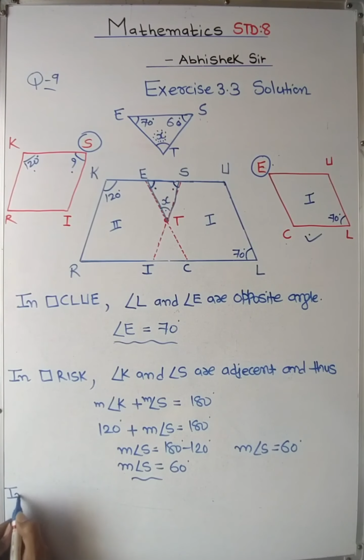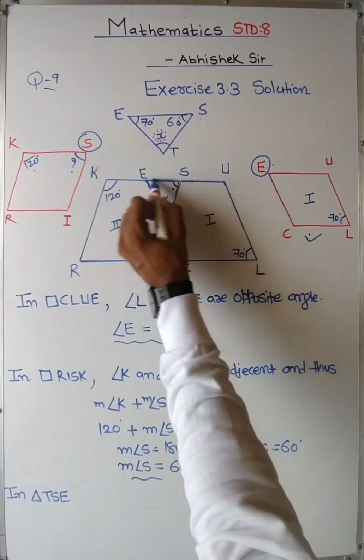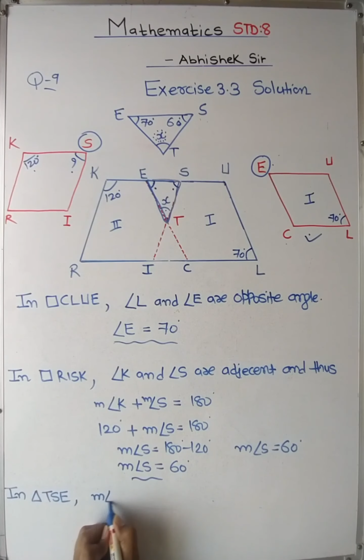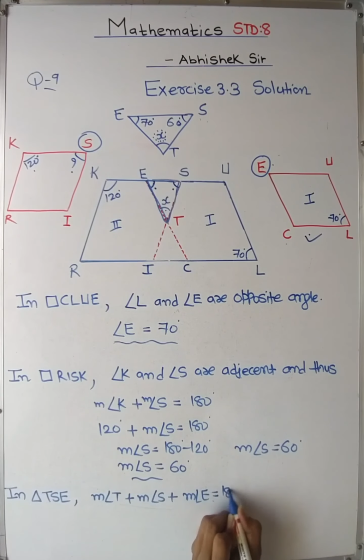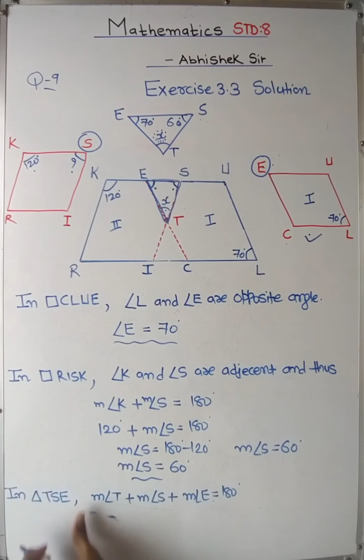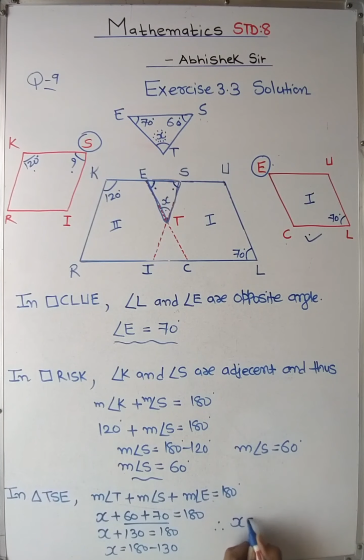Now it is very clear, in triangle TSE, that is this triangle TSE, measure angle T plus measure angle S plus measure angle E is equal to 180 degree. So instead of measure angle T, I am writing x, measure angle S is 60, measure angle E is 70, equals 180. So what is 60 plus 70? It is 130. So what is x? It is 180 minus 130. Finally, x equals 50 degree.